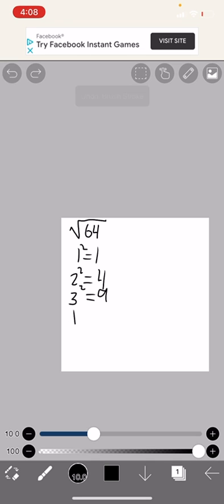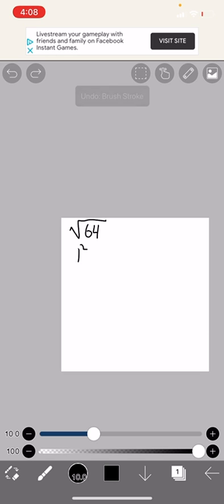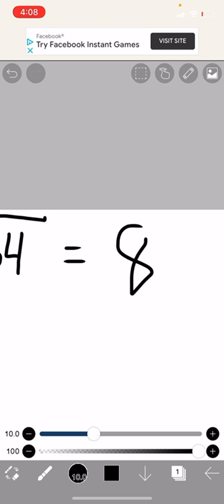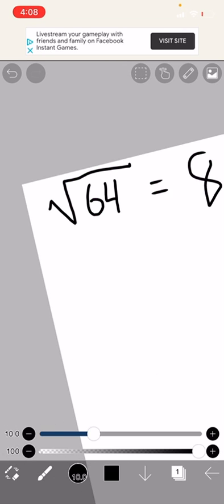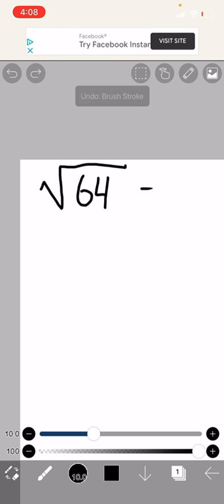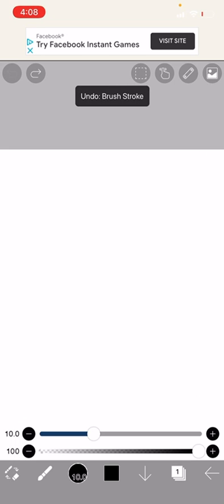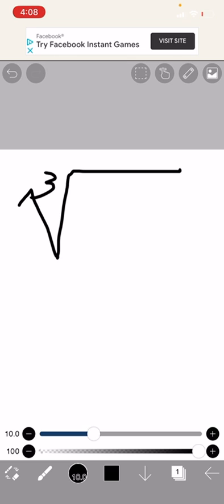So the square root of 64 equals 8. Very quick and simple. Let's go. So that's easy. Now the next thing I'm going to teach you is cube root.